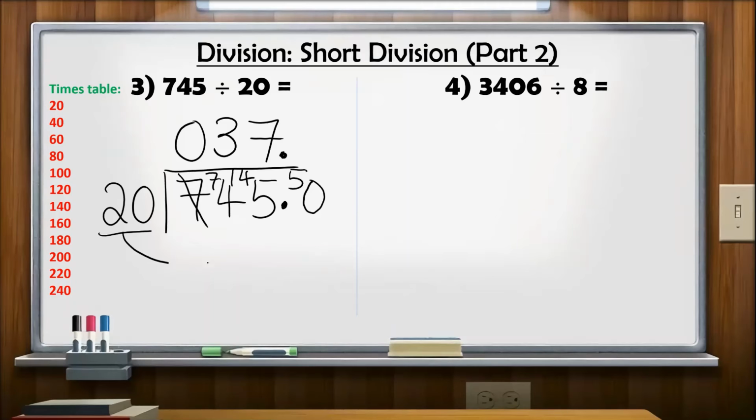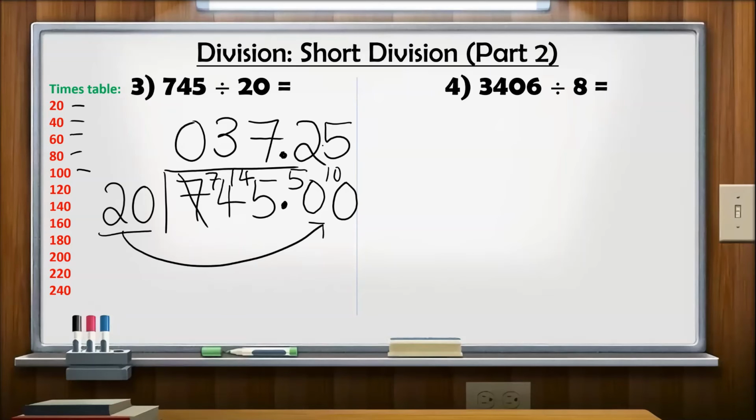So again, I'm going to ask myself, how many 20s are there in 50? And using my times table, I can see it is 2. I am again left over with a remainder of 10. I accompany this with a placeholder. So finally, I'm going to ask myself, how many 20s are there in 100? And like before, you may have already seen that there is 5 20s in 100. And there we have it. The answer to 745 divided by 20 is 37.25.